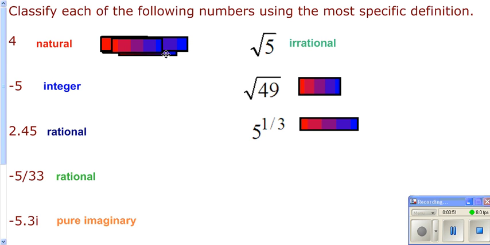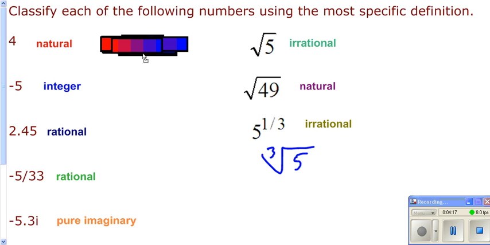However, when you look at the next one, the square root of 49, that actually works out to be nice because that's just 7. 7 is just a positive integer, which is referred to as a natural number. Then we have 5 to the 1/3 power. You should remember the 1/3 power really means the cube root of 5. Well, cube root of 5 doesn't work out to be nice and neat, so it's an irrational number.